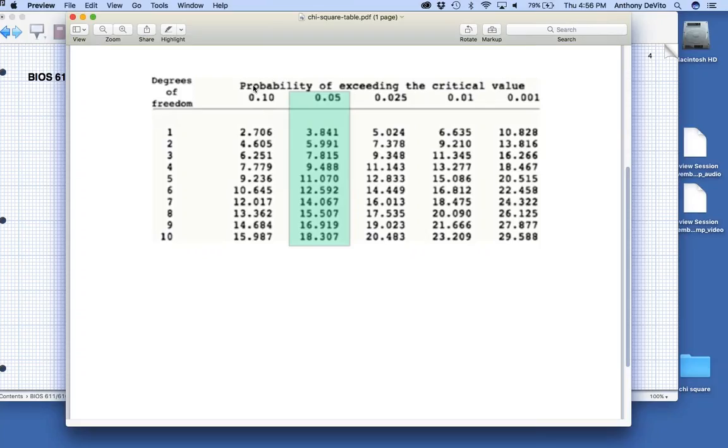Okay, so what value does chi-square have to exceed in order for us to say with 95% certainty, in other words, with less than 5% chance of being wrong, our acceptable alpha, what value does chi-square have to exceed in order for that outcome to come up less than 5% of the time? You guys see it there? What is that? It's 3.841.